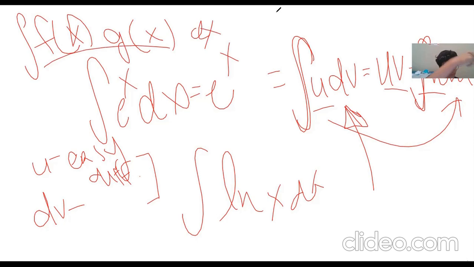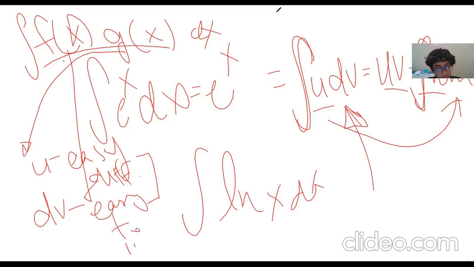Maybe f is both easy to integrate and easy to differentiate, but g is just hard to integrate. So maybe I choose u to be g of x, because it's easy to differentiate, and f of x is easy either way, so maybe I choose it to be the dv. So the dv should be easy to integrate. Depending on what you have, the relative ease between both of them will decide what you do.